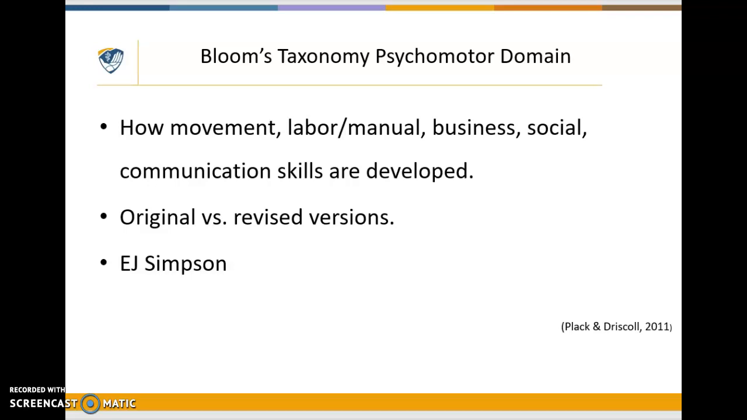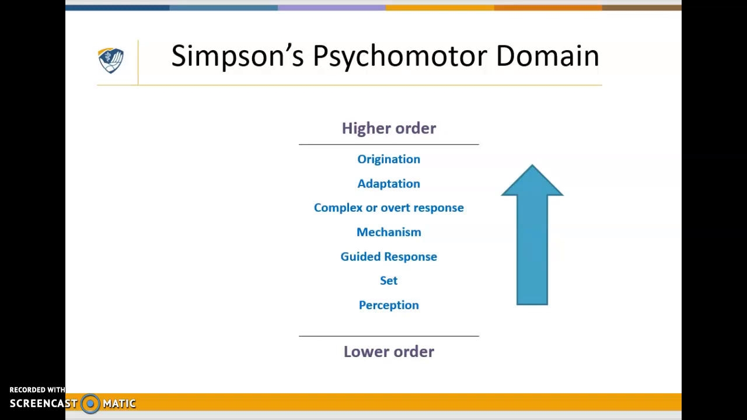The next domain is the psychomotor domain, and this is how movement, labor, manual, business, social, communication skills are developed. And again, there are original and revised versions of the psychomotor domain, and these were developed by E.J. Simpson. So just like in the cognitive domain, we start out with a lower order and progress to a higher order. We start with perception, go to set, guided response, mechanism, complex or overt response, adaptation, and then finally origination.